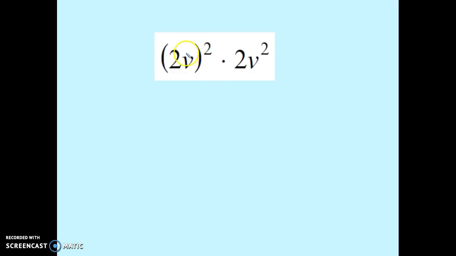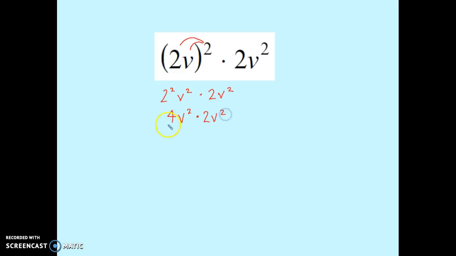Alright, so for me, I see that these parentheses are the first thing that I need to get rid of. Remember, if you have something on the outside of parentheses, it needs to go to everything inside. So this becomes 2 squared v squared times 2v squared. Alright, 2 squared is 4.